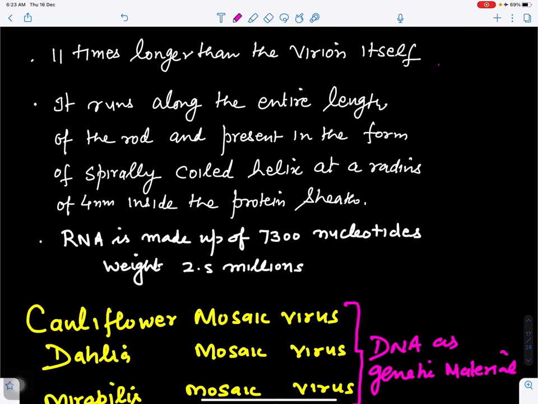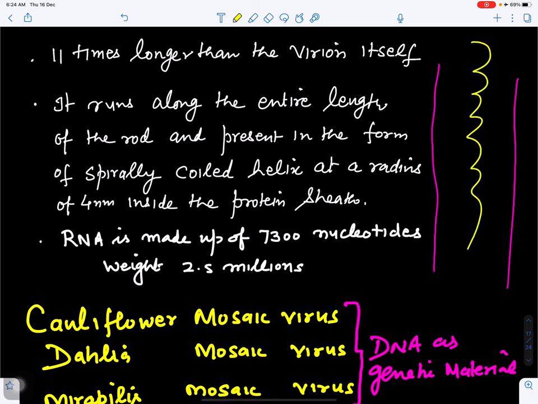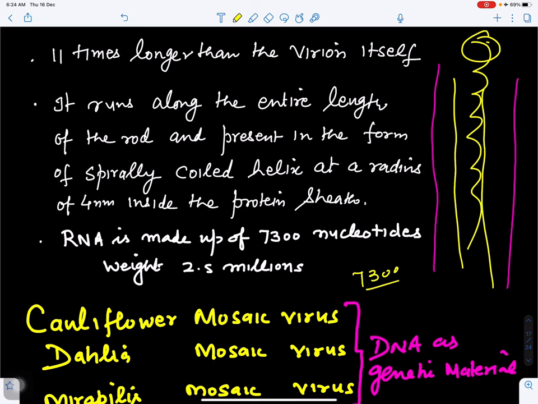Now, this is the protein part, and this part is the RNA part like this. So this is present here, and this is enclosed by a sheath. Now, this RNA is made up of nitrogenous bases, and they form 7300 nucleotides. The weight is about 2.5 million. So this is the structure of TMV, that is tobacco mosaic virus, where RNA is the genetic material.